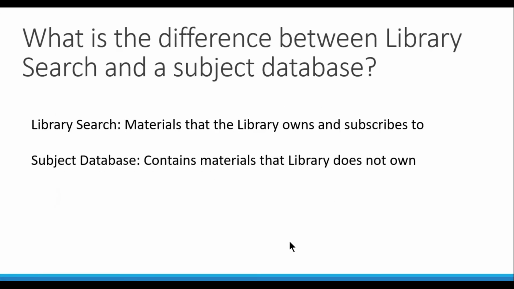I'd just like to point out one difference between the library search and a subject database. The library search box that's on the library's webpage searches for material that the library owns and subscribes to. So if we don't subscribe to a key journal that's in your field, you won't find information from that journal. A subject database, on the other hand, contains material that the library does not own.